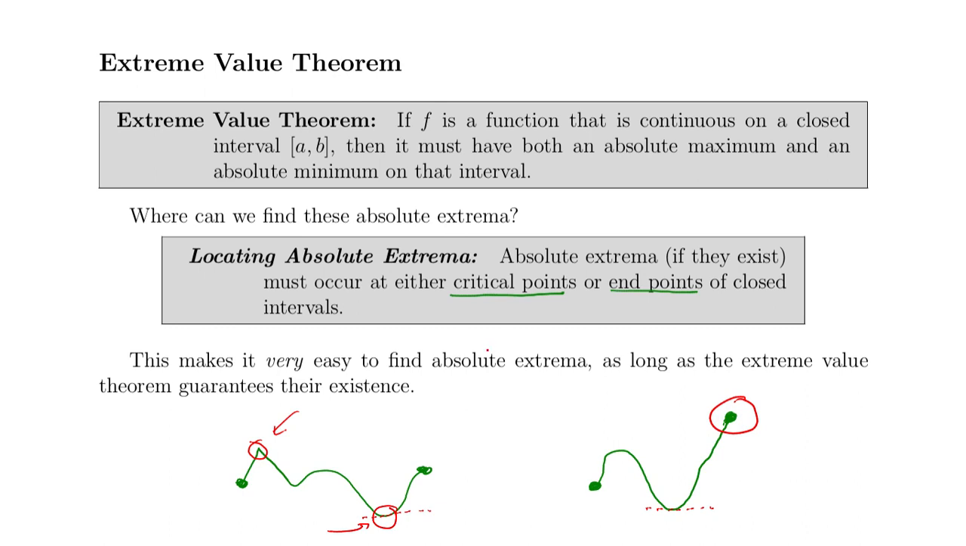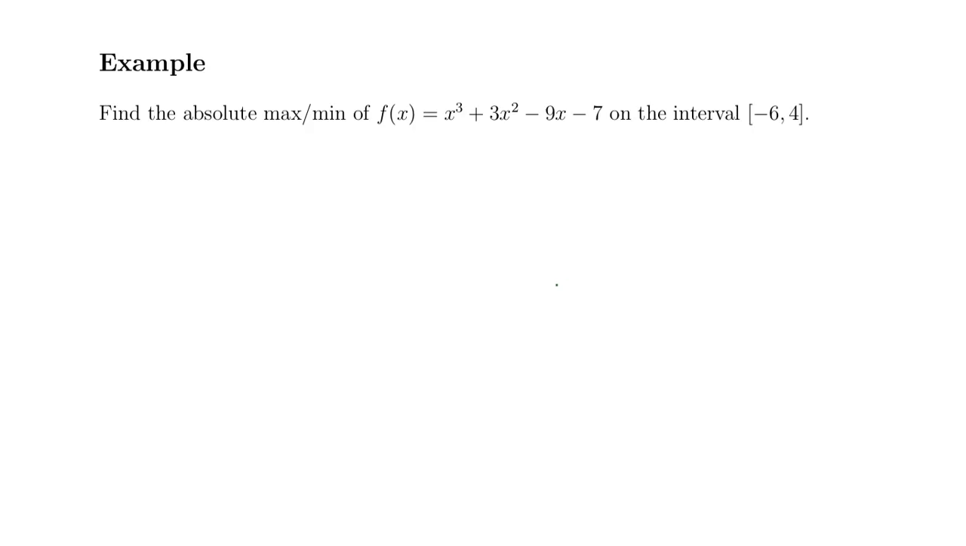Now, this makes it really easy to find absolute extrema, especially if we can guarantee that they exist. So we're going to do this in two different steps. We're going to use the extreme value theorem to guarantee that they exist, and then after that, we're going to look at the critical points and the ending points, and we'll just have to see what we can see. So here's our example. This is a function. We want to find the absolute maximum and minimum on this closed interval. So, closed interval, that's good.